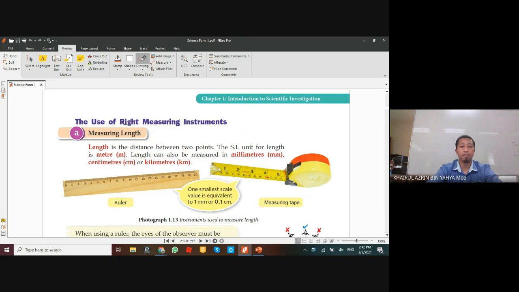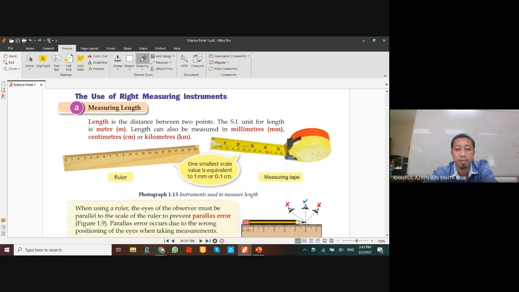Next, the use of right measuring instruments. A, for measuring length, untuk mengukur panjang. So length is the distance between 2 points. The SI unit for length is meter, m. Length can also be measured in millimeters, mm, centimeters, cm, or kilometers, km. So we have two types here shown in the diagram. We have a simple ruler, and then this one is a measuring tape, usually used in the construction site. Okay.